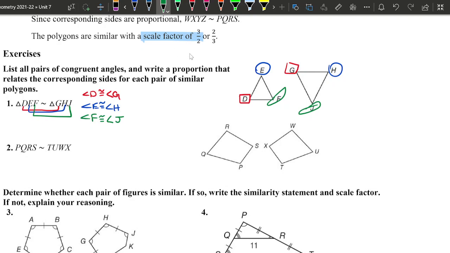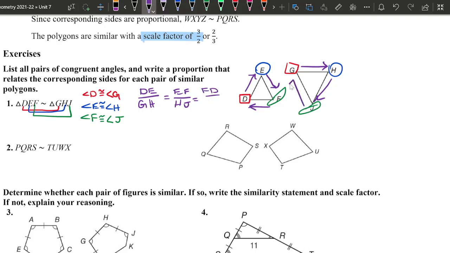And now we need a proportion so we can figure out what the scale factor is. Oh, it doesn't ask for that. We don't have numbers. We can't figure that out. It just says a proportion that relates. So it doesn't really matter where we start. If I do D to E, so side DE, then I have to have the matching one in the other. So I went red to blue, so I need to go red to blue: GH. And EF, blue to green, goes with HJ, blue to green. And then the last one, if I go green to red, FD, that matches green to red, JG.